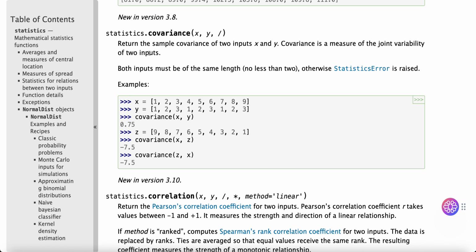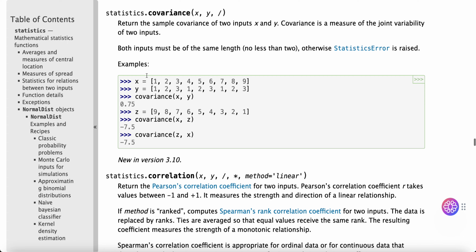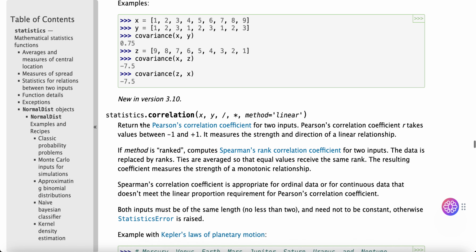statistics.covariance(x, y) returns the sample covariance of two inputs x and y. Covariance is a measure of the joint variability of two inputs. Both inputs must be of the same length, no less than 2, otherwise a StatisticsError is raised. x is equal to this, y is equal to this, covariance(x, y) is 0.75, z is equal to this, covariance(x, z) is -7.5, covariance(z, x) is the same.